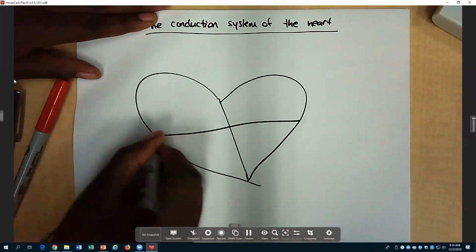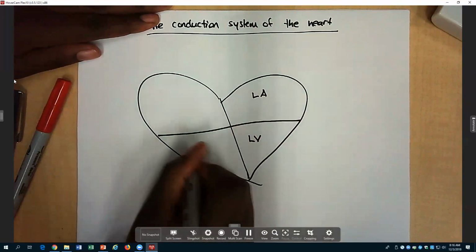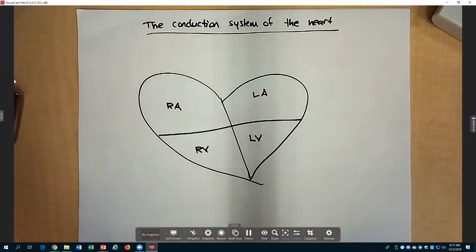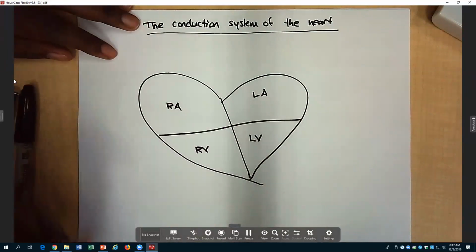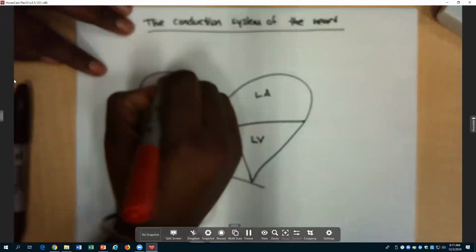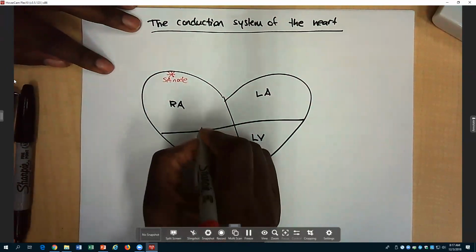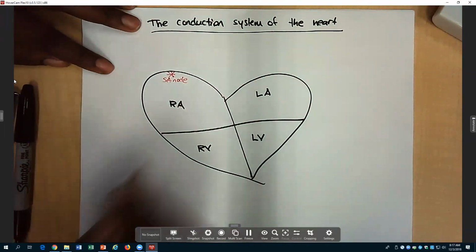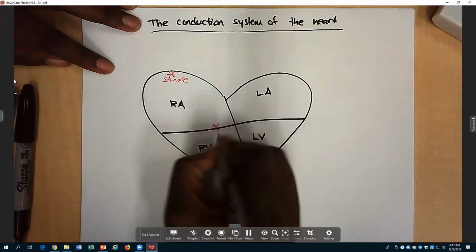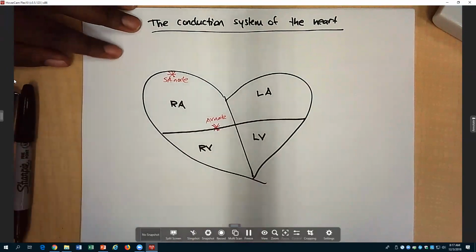4 chambers. There's the left atrium, the left ventricle, the right ventricle, and the right atrium. Now our 2 pacemaker cells, one was at the top of the right atrium, right? This is called the SA node. The other one was at the base of the right atrium, in between the atria and the ventricle, right? So about right here, and this is called the AV node, also atrioventricular node.